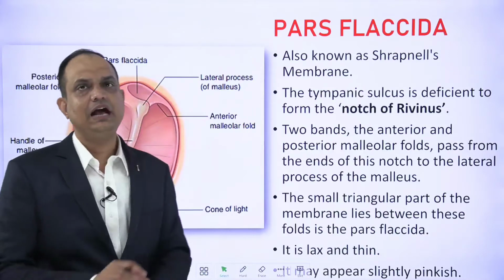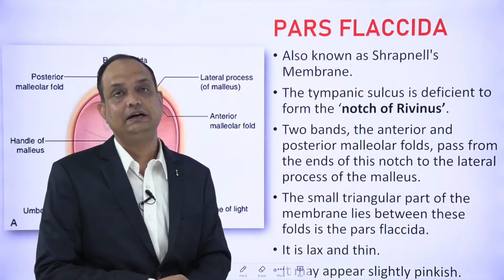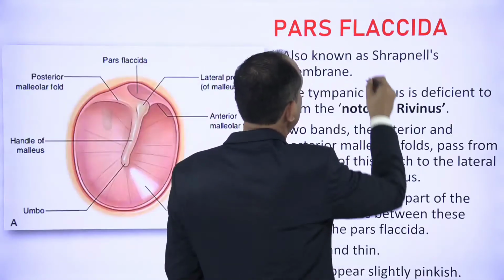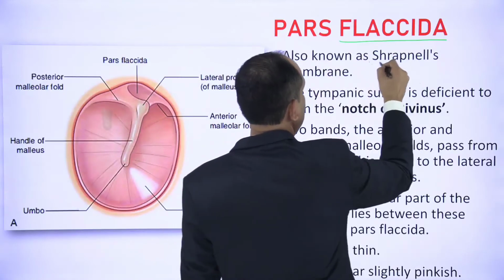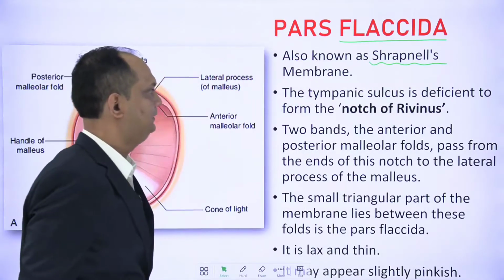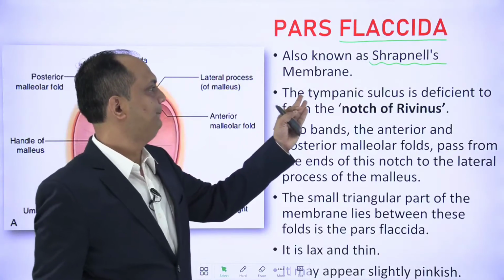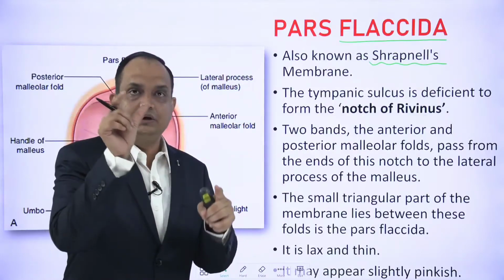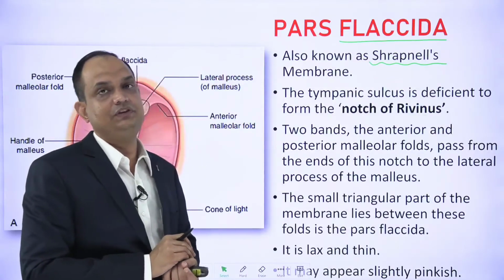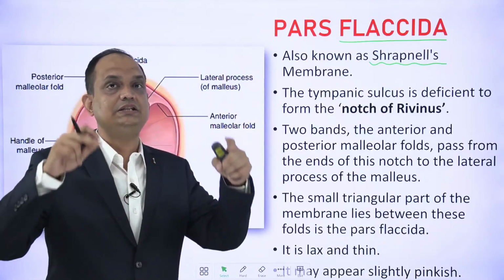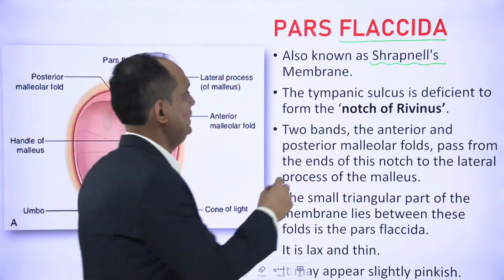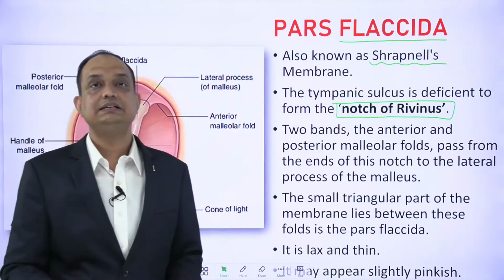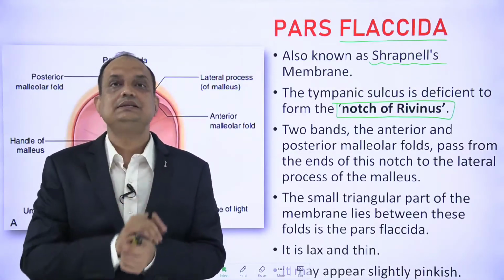Then the next part is the pars flaccida. As the name suggests, flaccida means it is a loose part, and I told you that it is also known as Shrapnell's membrane. Now, the tympanic sulcus is not present in the whole circumference. In the upper part, the sulcus is deficient, and the area between the two edges of this ring is known as the notch, the notch of Rivinus. So, the notch of Rivinus is the part where the sulcus is absent.